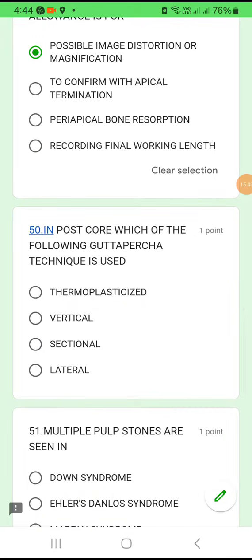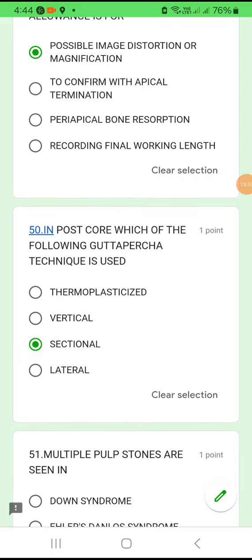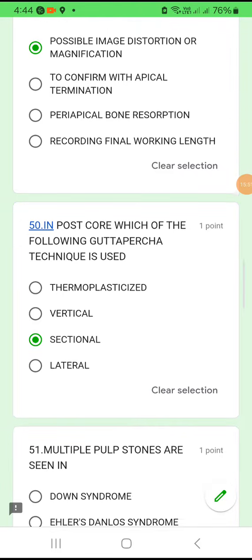Question number 50. In post-core, which of the following gutta-percha technique is used? In a post and core method, which type of gutta-percha technique is used? Okay, we always go for a sectional method of gutta-percha technique.